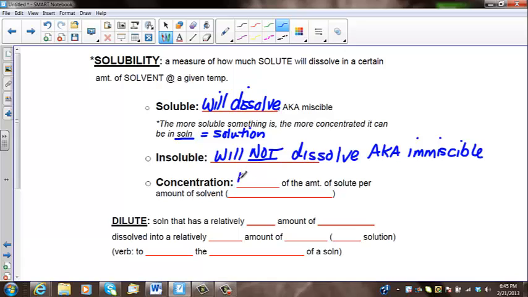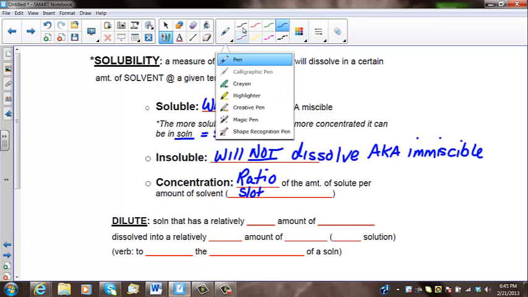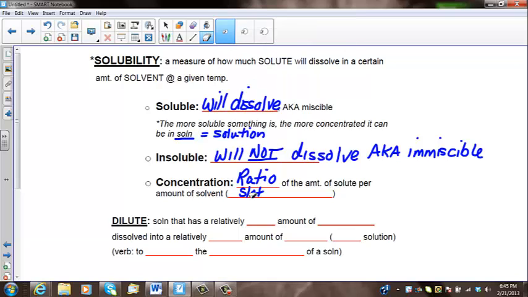Concentration is a ratio of the amount of solute per amount of solvent. So it's a ratio of solute to solvent.